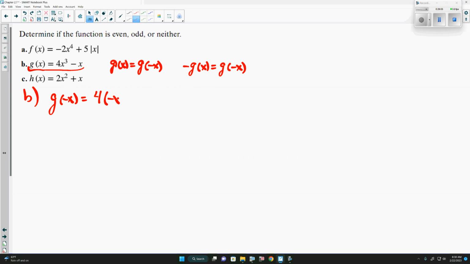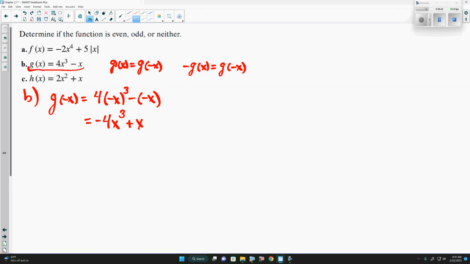And all this requires us to do is plug in negative x for every x that's in the function. So we get 4 times negative x to the third minus negative x. Well, negative x to the third, well, a negative times a negative is a positive, times a negative is a negative. So this 4 is going to become negative 4, and we still have our x to the third. Minus negative x. Well, the negative and negative will make a positive.